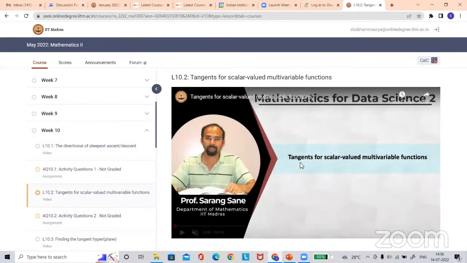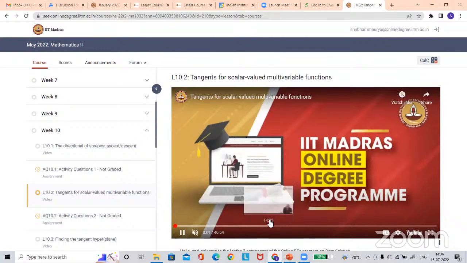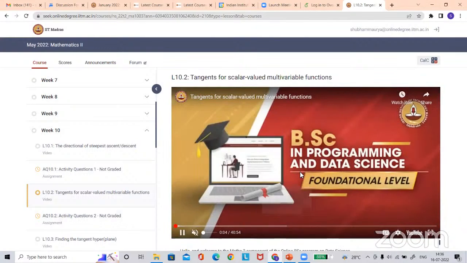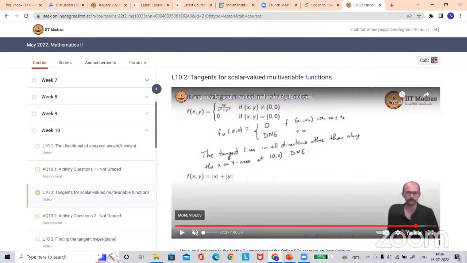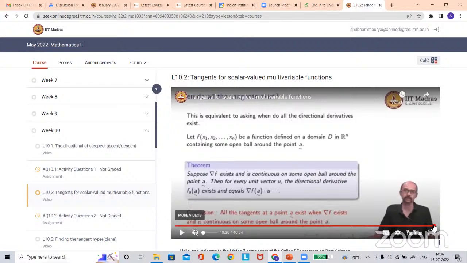If the gradient exists and is continuous. Yes. In that slide, it was at that point only where you had stopped. Yes, here is the same. Last line. Yeah, this one. Here the conclusion is written. In the conclusion, it is telling the same thing: all tangents at point A tilde exist when the gradient exists and is continuous on some open ball around it.